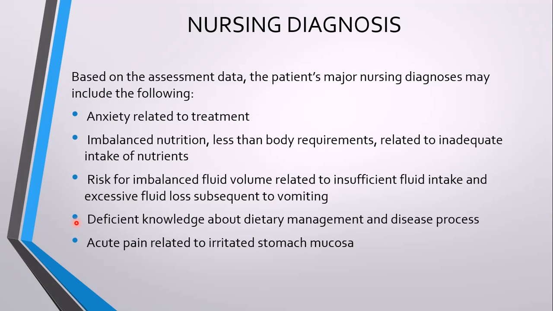And then the last one is acute pain. So why put this acute pain at last? Because it's in an order I have put. Pain is something which we consider to be very less, because it's a perceptional thing, right? So it depends on perception from person to person, how they feel. So acute pain is related to the irritated stomach mucosa.